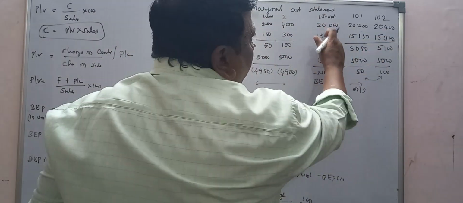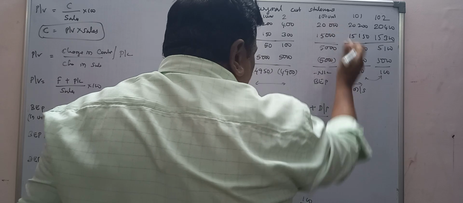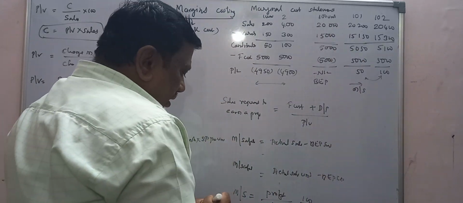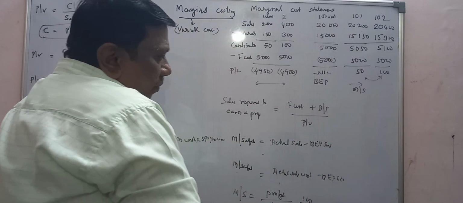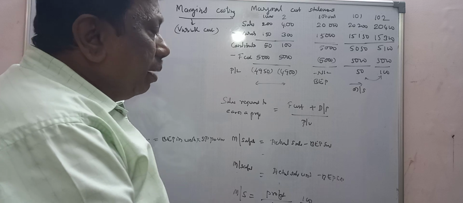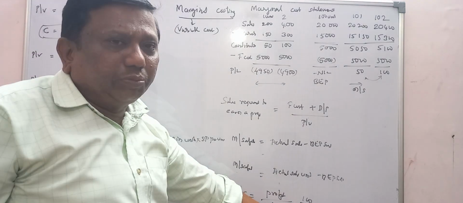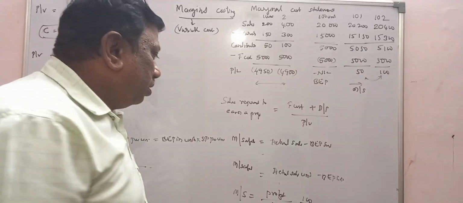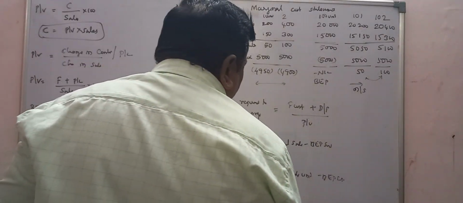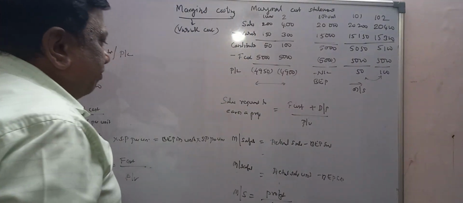See, 20,400 minus 20,000, how much? 400. That is, if I am getting 100 profit, this is my safety position, 400. So this is also useful to calculate margin of safety.